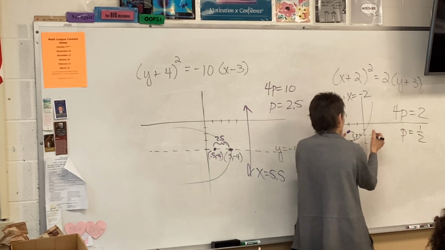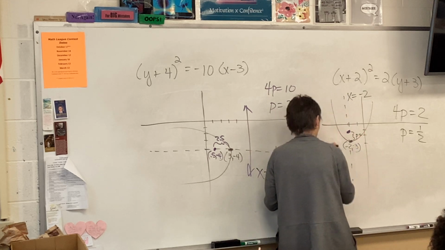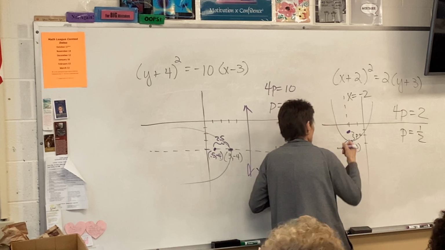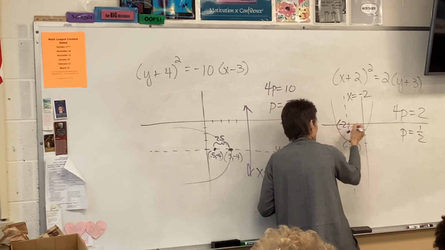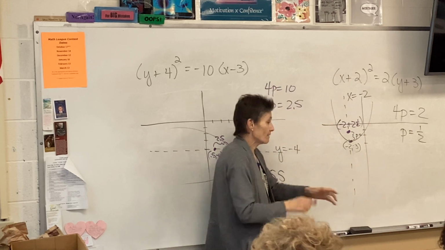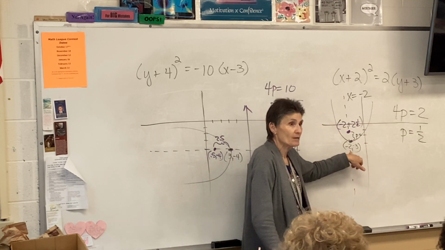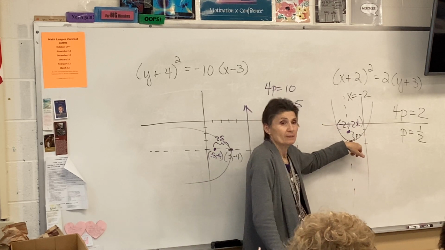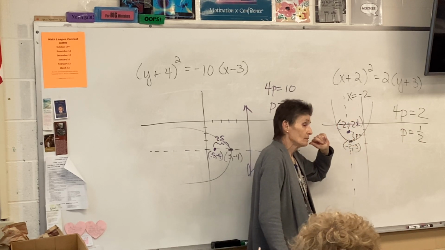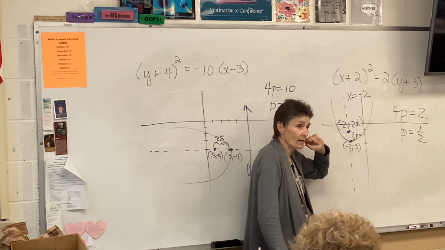-2, -2.5. Wow. You guys are amazing. This is indeed the point, -2, -2.5. If you are at -3 and you count up a half, now you're at -2.5. And you can write that as 2.5. You can use decimals, I don't care.